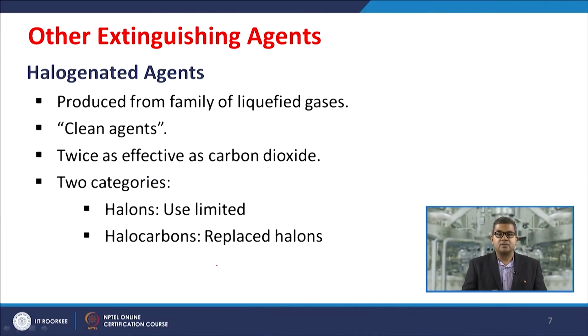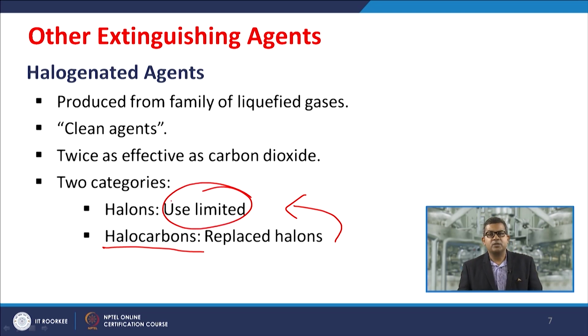There are certain halogenated agents acting as fire extinguishing media. They are produced from the family of liquefied gases, clean agents. They are twice as effective as carbon dioxide, and they have 2 categories. One is halons, which have very limited uses, and halocarbons, which replace the halons. Because people are now using halocarbons, they replace the halons. Halons have a very specific use for the extinguishment of fire.